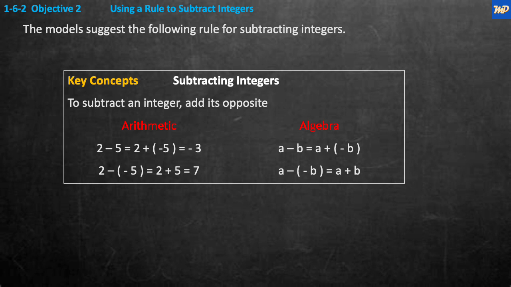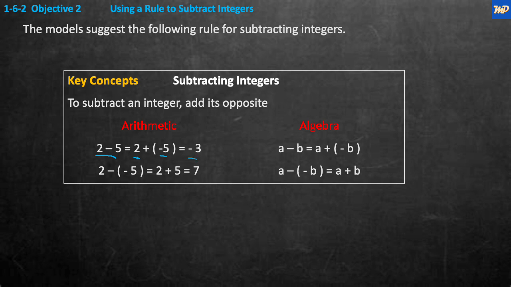So, here are the examples. Arithmetically, if we're talking about straight arithmetic with integers, we have 2 minus 5. 2 minus 5 is equal to 2 plus a negative 5. 2 plus negative 5 ends up being negative 3. Remember we did the zero pairs. You put the zero pairs together, you get 2 positives and 2 negatives, and what's left is 3 negatives. There they are, 3 negatives right there.